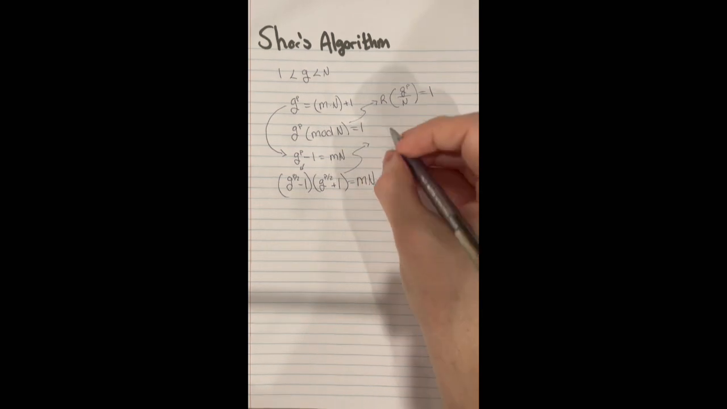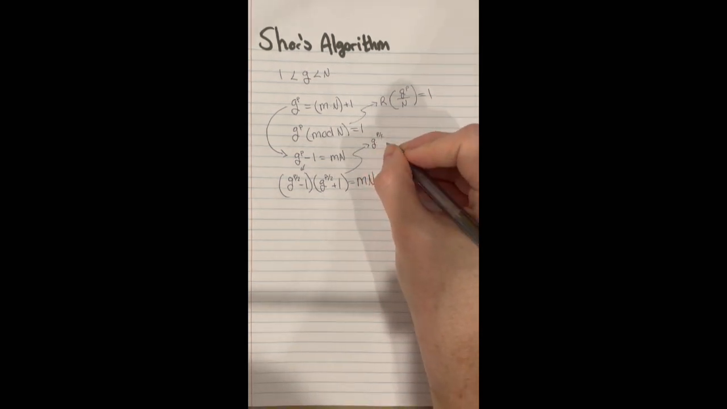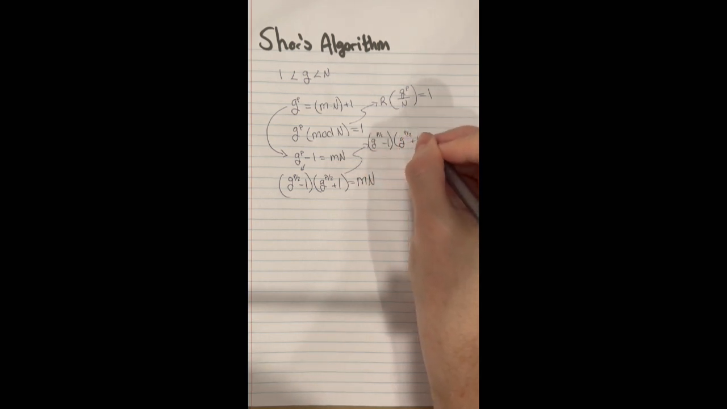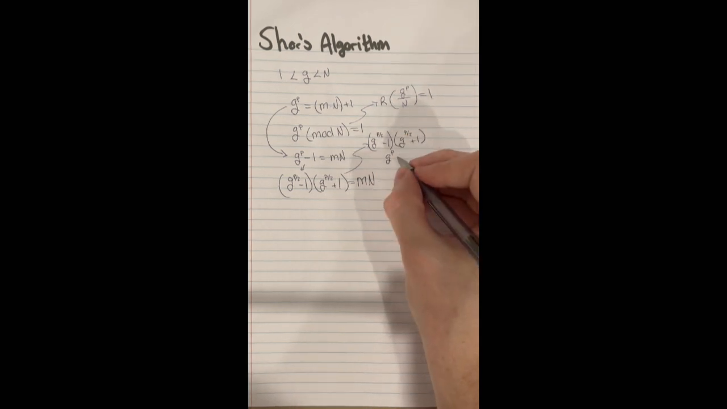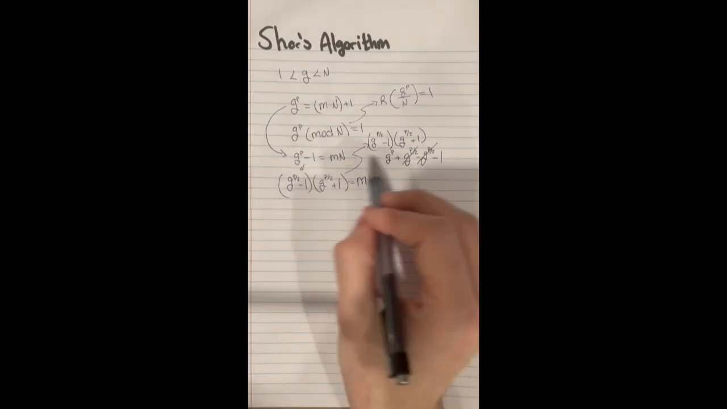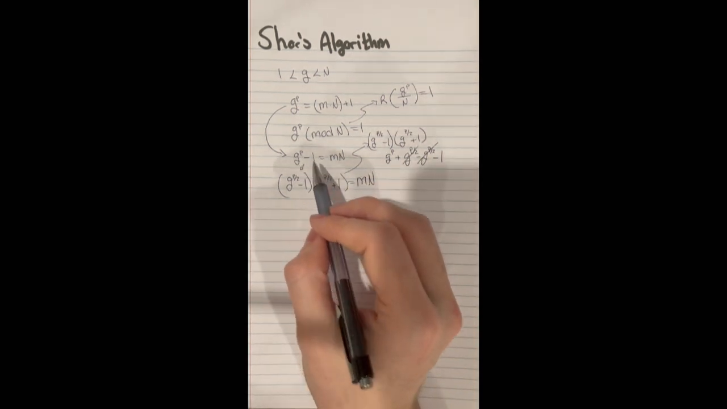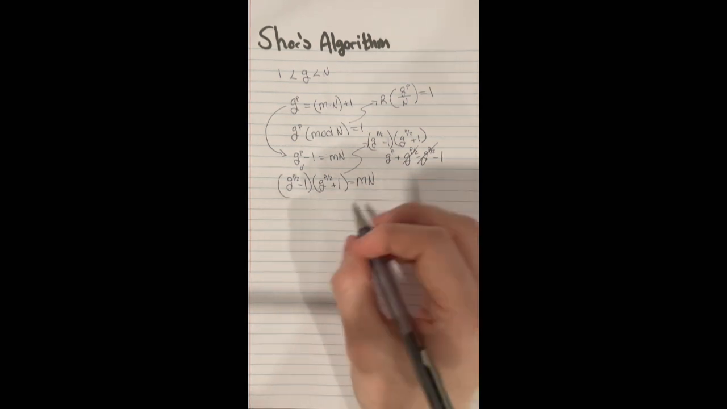Just to double check that this works, take g to the p over 2 minus 1 times g to the p over 2 plus 1. Multiplying these together, we get g to the p, the 2's cancel, and then we have plus g to the p over 2, then minus g to the p over 2, minus 1. These values cancel, and we're left with the equivalent expression of g to the p minus 1. So these are in fact equivalent. Now, why do we want it in this form? What is the benefit here?